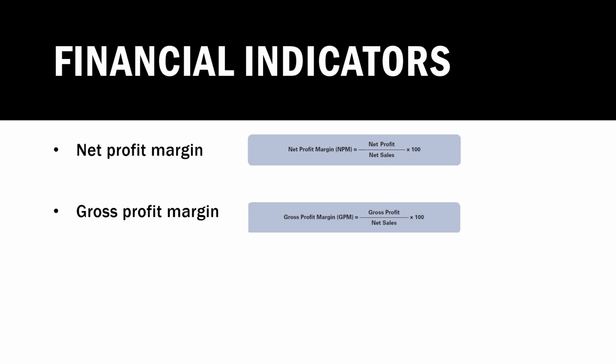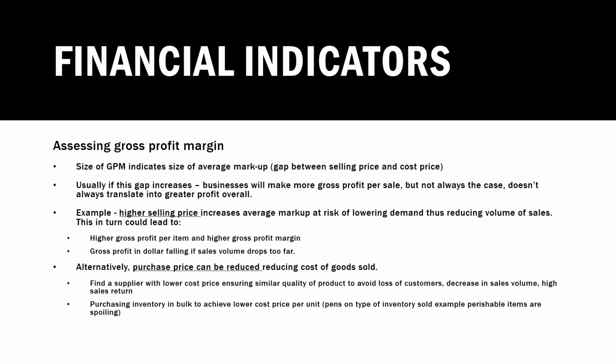So with a net profit margin, the formula is net profit divided by net sales into 100. Remember, it's a net profit and a net sales. With a gross profit margin, it's gross profit, not net, divided by the same net sales into 100. So while the denominator is the same, the numerator is very, very different and will give you very different answers for both of these. How do we assess gross profit margin?